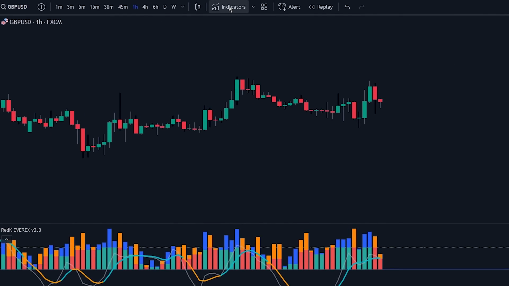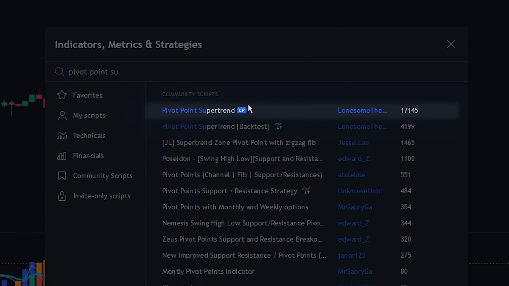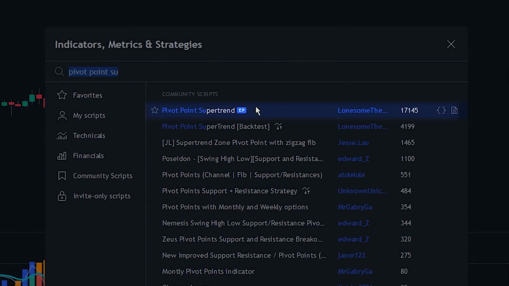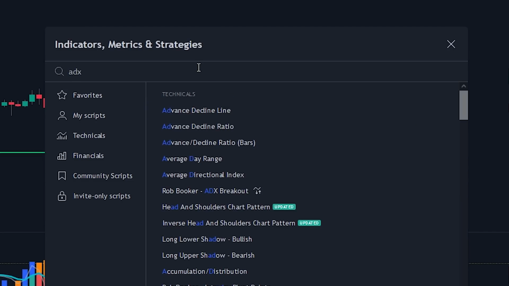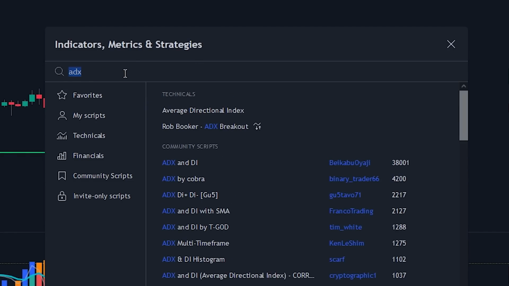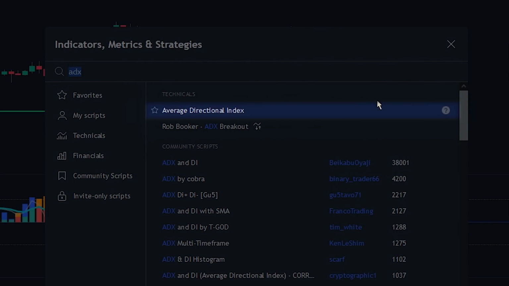Navigate to the Indicator Search tab and search for the Pivot Point Supertrend indicator. Select the indicator made by Lonesome the Blue and add it to the chart. The second indicator we will be adding to the chart is the ADX indicator. Search for the ADX indicator, select the indicator made by TradingView, and add it to the chart.